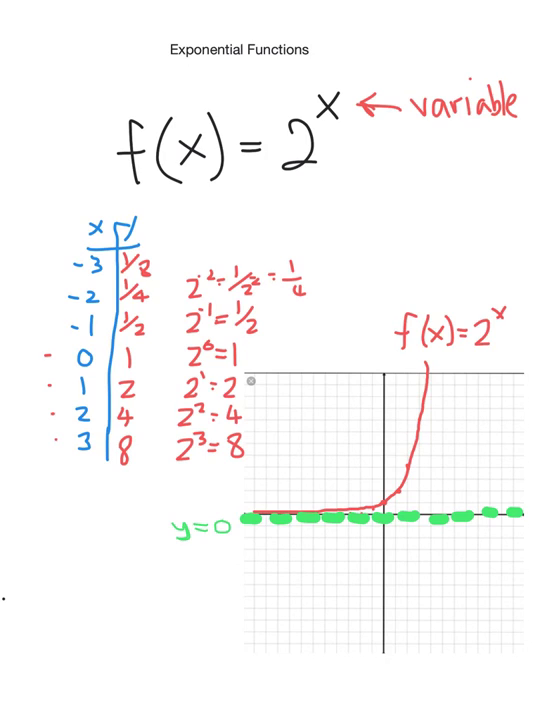Now if we look at the domain of this function, we know that every x value is used to the left because we can substitute any negative number, we can substitute any positive number. So the domain is going to be all reals, all real numbers.